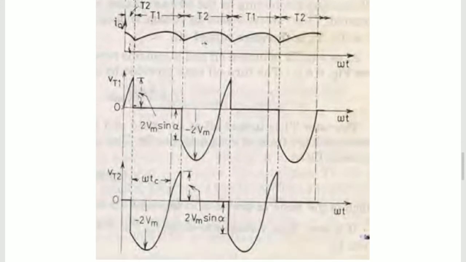These are the waveforms which are nothing but the voltage across the thyristor T1 and the voltage across the thyristor T2. As we know, as soon as the thyristor is fired, the voltage across the thyristor will be almost equal to 0. So when T1 is triggered for the first half cycle, then the voltage across T1 is 0, and when T2 is triggered, then the voltage across T2 is 0.